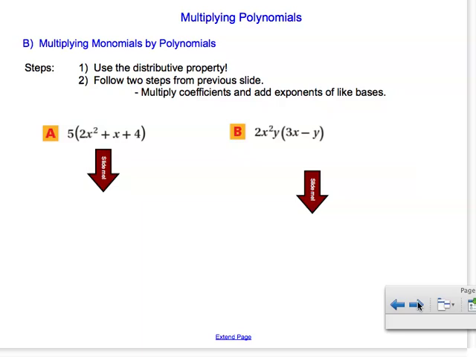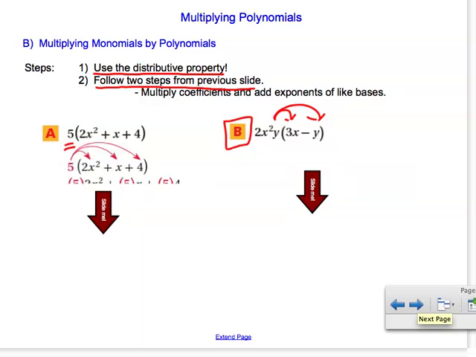Next, we're going to talk about multiplying monomials by polynomials. And just like in the previous slide, this really isn't new stuff. In example B here, our problems get a little more complicated than in pre-algebra, but really this goes back to the distributive property. Step 1 is to use the distributive property, and then step 2 is to make sure to look back on the steps from the previous slide. If you have something like what's going on in B here, where you have to do 2x to the second times y times 3x, lots of stuff is going on there, so just be careful.